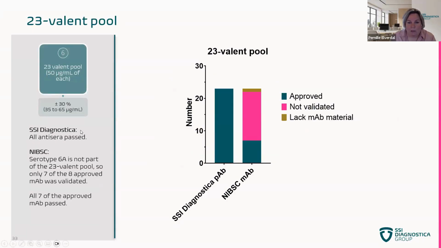When we tested the 23-valent pool, all SSI Diagnostica antisera passed this step. And as 6A is not part of it, we only tested 7 out of the 8 approved monoclonals, and the 7 serotypes actually passed this step with the 23-valent pool.